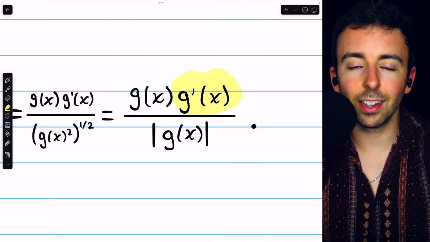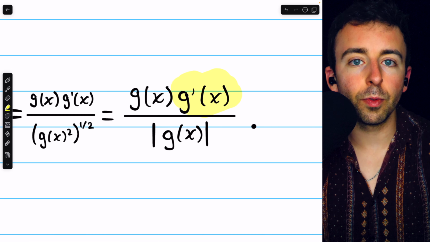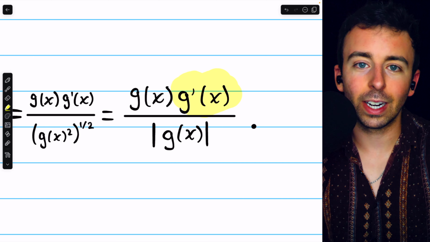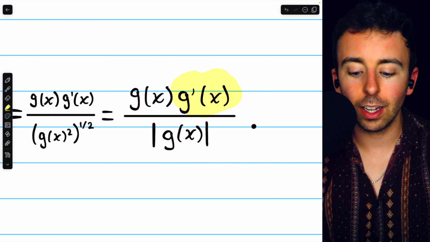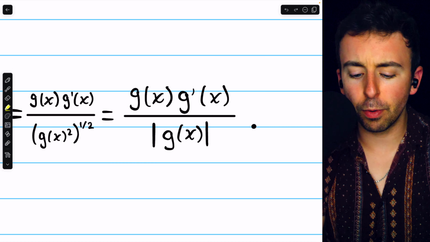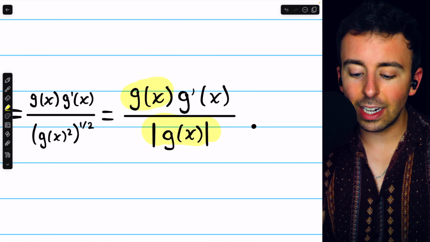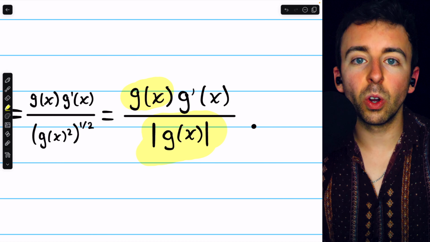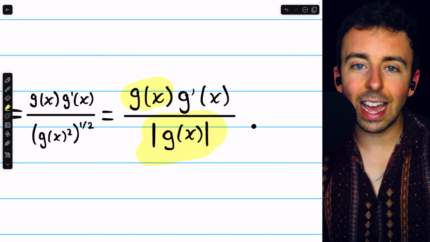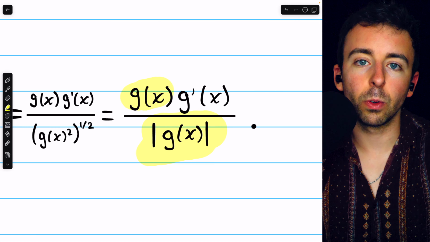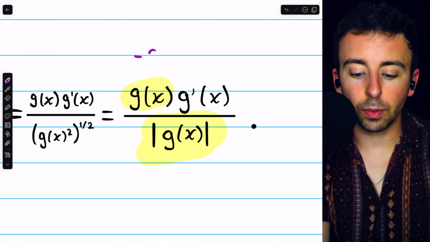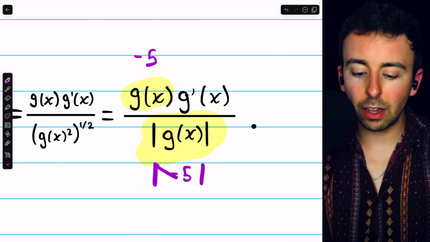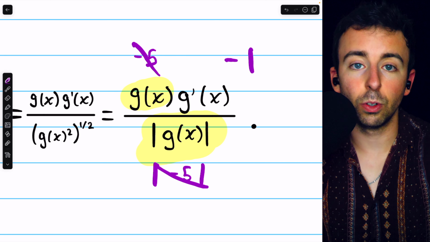It's not surprising that the derivative of the absolute value of g of x would have g prime of x in it. That's capturing how fast g is changing. But the rest of this stuff is actually pretty simple. g of x divided by the absolute value of g of x, those are always going to cancel out to 1, except when g is negative, in which case they'll divide out to negative 1. Just for example, if g of x was negative 5, we'd have negative 5 divided by the absolute value of negative 5, and they'd cancel out to negative 1.